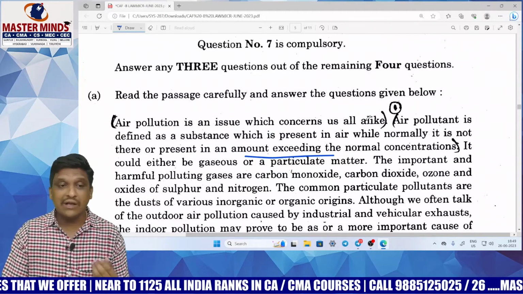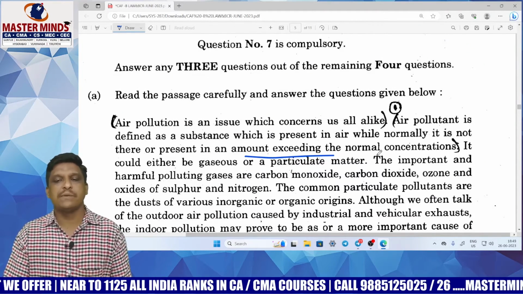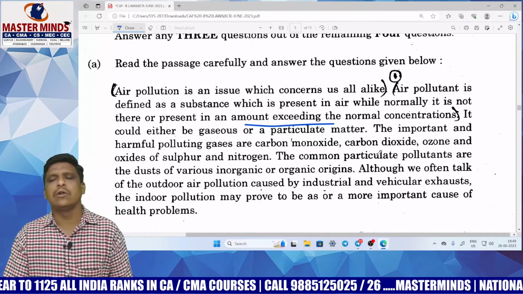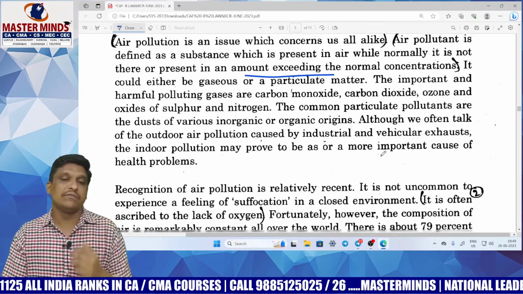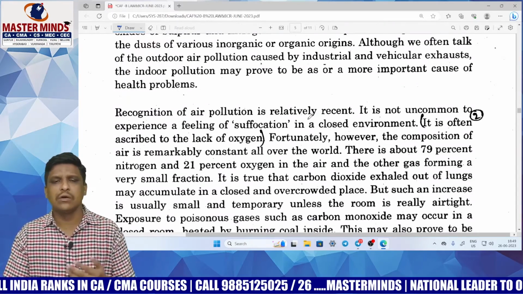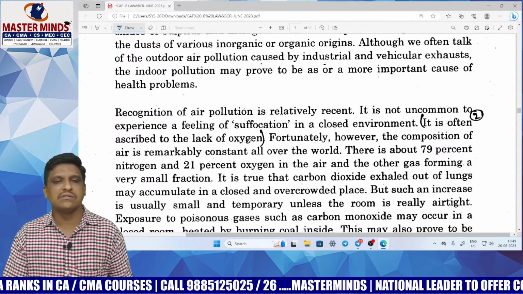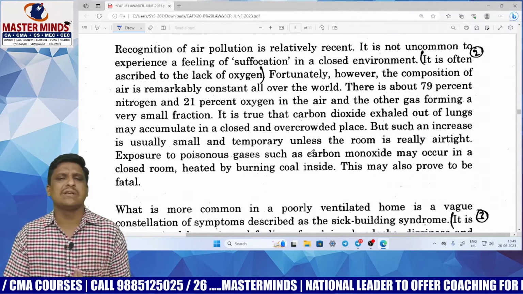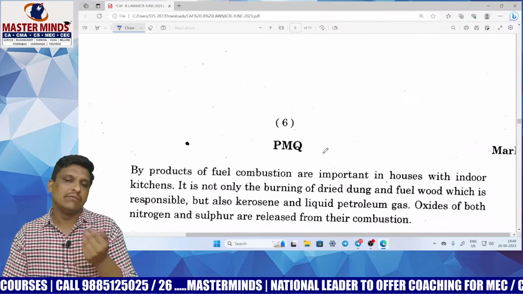An air pollutant is defined as a substance which is present in air while normally it is not there, or present in an amount exceeding the normal. A direct answer can be found for the first question. Coming to suffocation, the right answer is that it is ascribed to the lack of oxygen, and the answers to the other questions can also be found directly from the given paragraph.